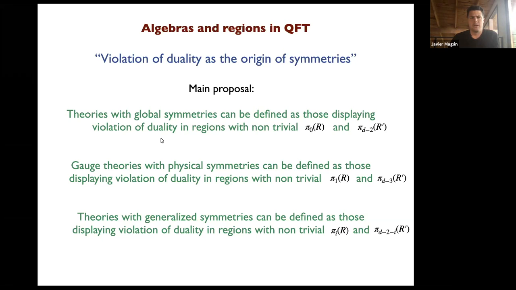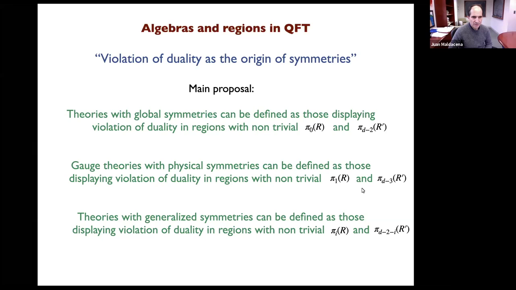Also, for gauge theories with physical symmetries, we can define them as those that display violation of duality in regions with non-trivial pi 1 and non-trivial pi d minus 3. And more generally, we can just define theories with generalized symmetries as those displaying violation of duality in regions with non-trivial pi i and pi d minus 2 minus i. Now, let me remark that this proposal is local in space, so it can be phrased in a ball of certain radius, and also it doesn't require complicated backgrounds. It just applies to quantum field theory in Minkowski space.